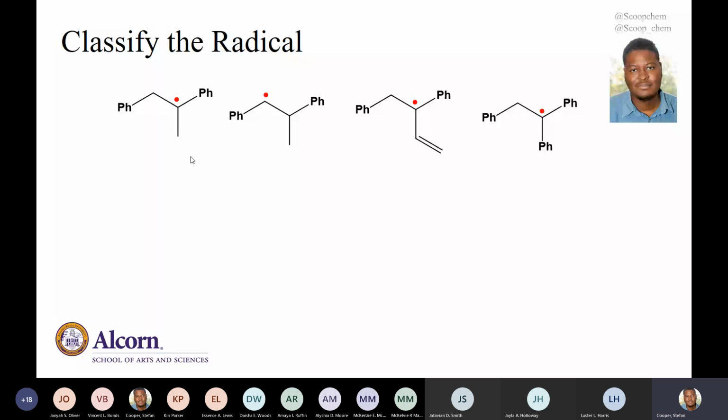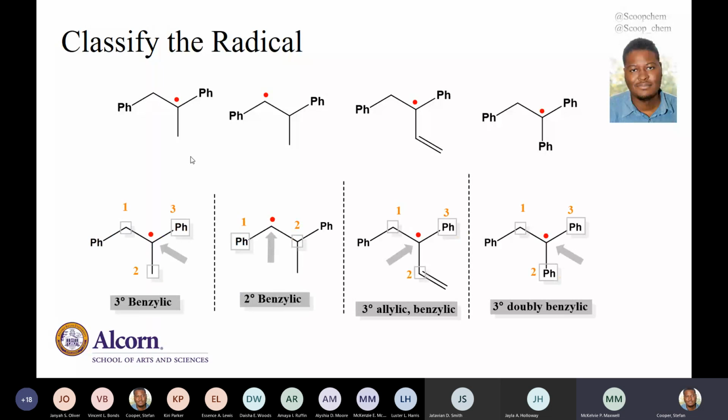Yes. Okay, can we go to the third one? What's going on with the third structure? It's tertiary. Any other information there? Benzylic and allylic. Yep, that one's benzylic and allylic. And the last one is what type? Tertiary and doubly benzylic. All right, so these are the answers for those systems.